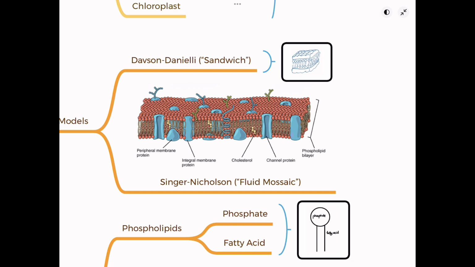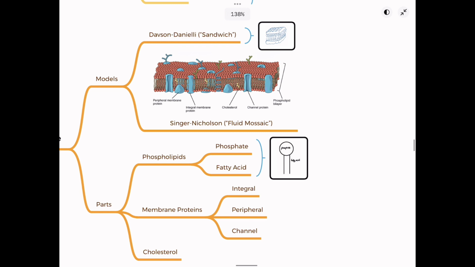There are three types of proteins that you can see on the diagram. They are integral, which pass through the phospholipid bilayer, peripheral, which only pop out of one side, and channel proteins, which allow for substances that can't pass through the membrane on their own to pass through. Substances that can pass through are very small, like oxygen or carbon dioxide, or are hydrophobic. Finally, cholesterol binds the phospholipids together, providing structural integrity.